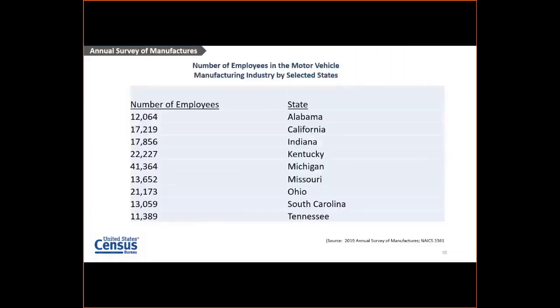So tracking along with our automobile example, this table shows the number of people who worked in the motor vehicle manufacturing industry for selected states in 2019. And of course, a large number of employment in Michigan is expected.